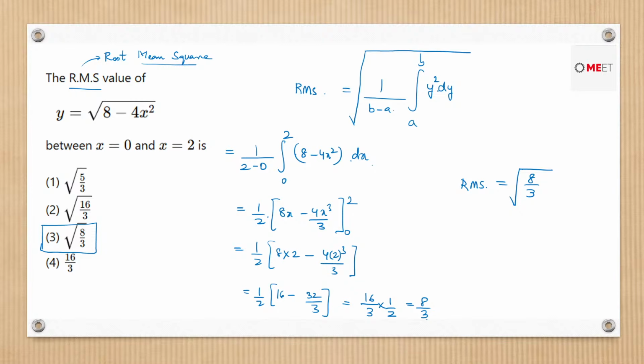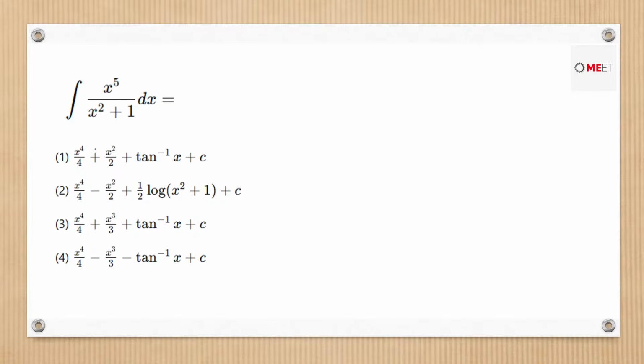Now moving to next question. This is integral x power 5 divided by x square plus 1 into dx. This is in the format of an improper fraction. Now we need to convert this into a mixed fraction. So first we have to divide x power 5 by x square plus 1.